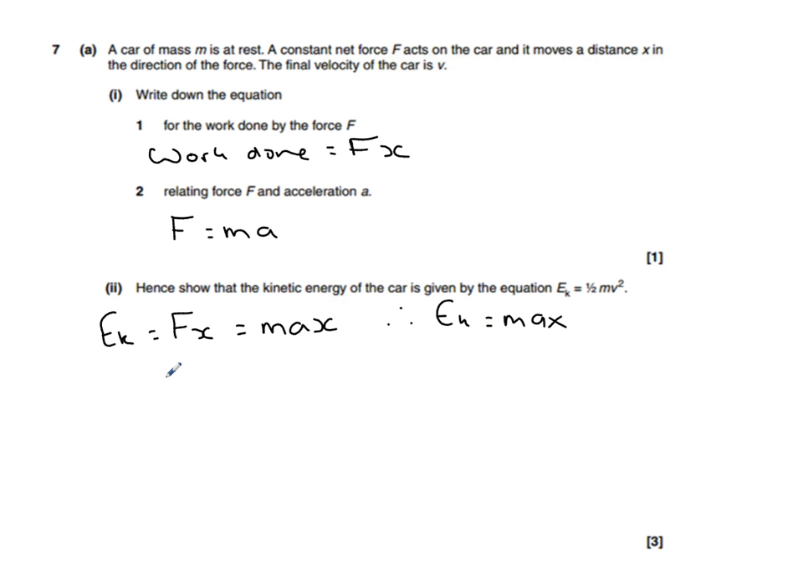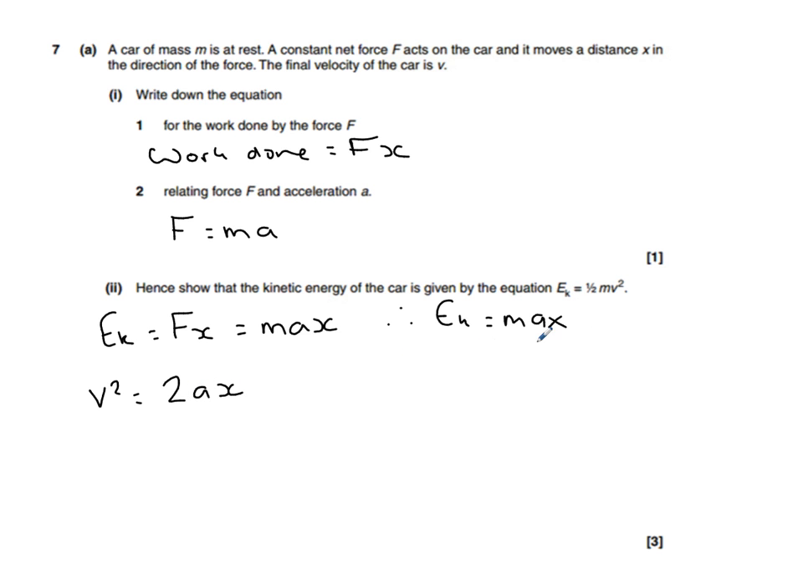Now I need another equation that's going to help me get to this final answer. So I'm going to need an equation of motion. Which one do I need? Well, you're going to need this one: v squared equals 2ax. How do you know to pick that equation? Well, we know that we need a v squared in our final answer. And the equation you pick must have terms that are the same as the one you've got, because then you can substitute one equation into the other. And it does. This term has ax, and this term also has ax.